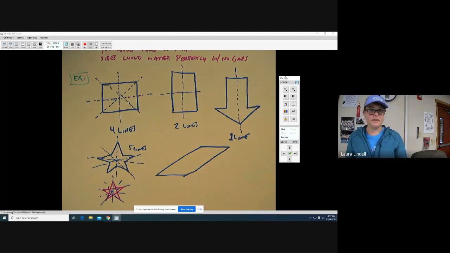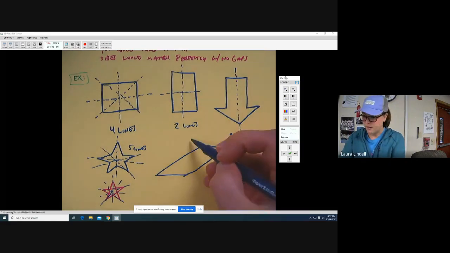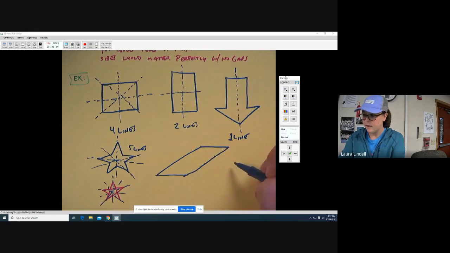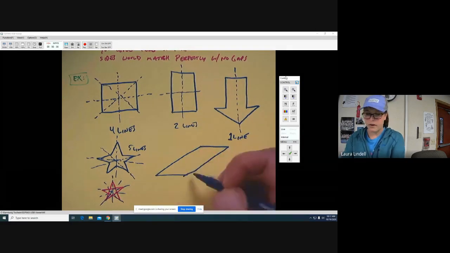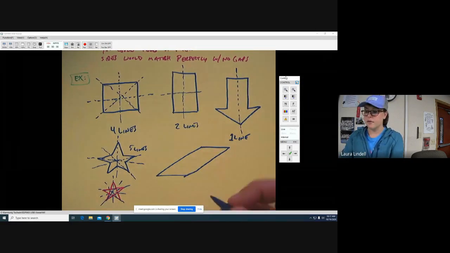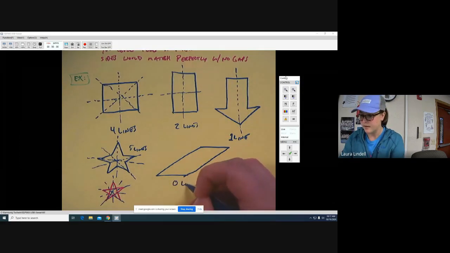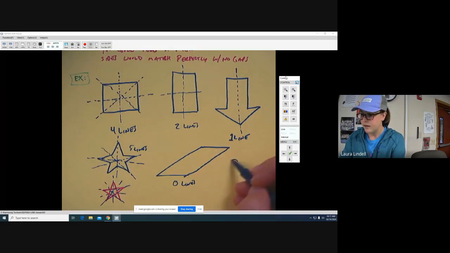A shape like this, where I can't fold it vertically or horizontally. I can't fold it from corner to corner. None of that's going to match up. So a shape like this has 0 lines. Or you could see some kind of blobby shape like that that also has 0 lines.